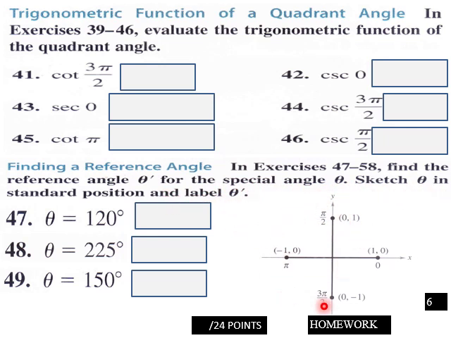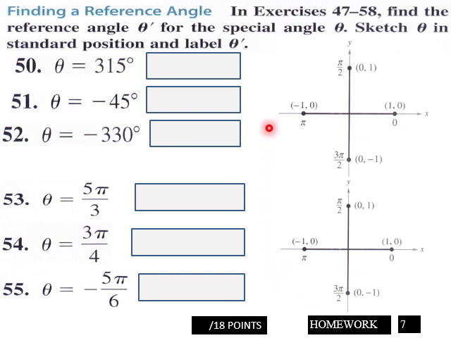So sketch it over here on these axes over here. You have your y and your x-axis. Sketch these angles, and then for the specified angle, sketch theta in standard position, and then label theta prime. So find theta prime with these angles here. 24 points here.